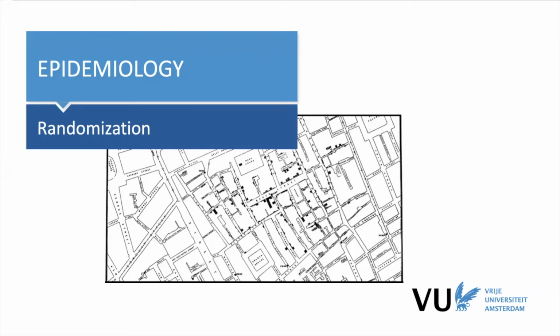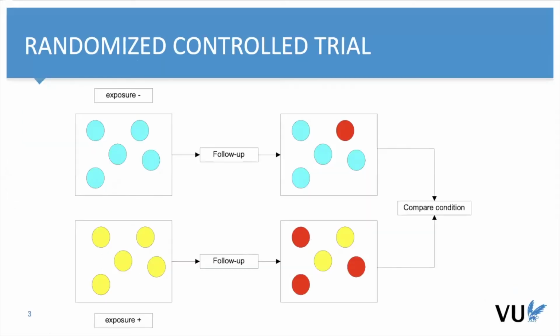This is the lecture on randomization. As we have seen earlier, a randomized controlled trial is a special case of a prospective cohort study. And in a cohort study, our study population is divided in two groups, one of exposed participants and one of non-exposed participants. Both groups are followed up over time, and after the follow-up time, we compare the number of occurrences of our outcomes between the two groups.